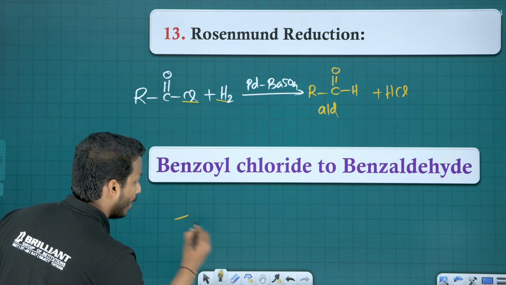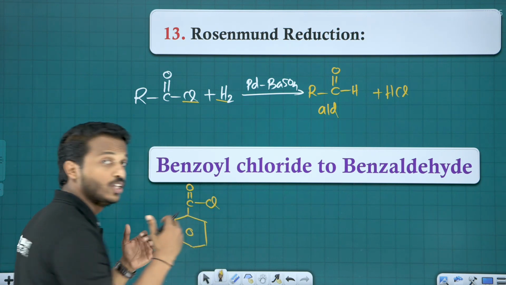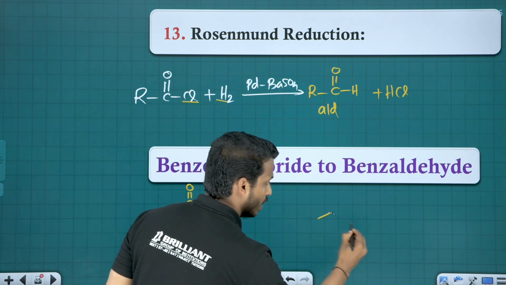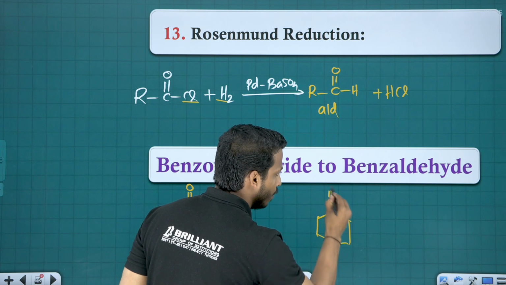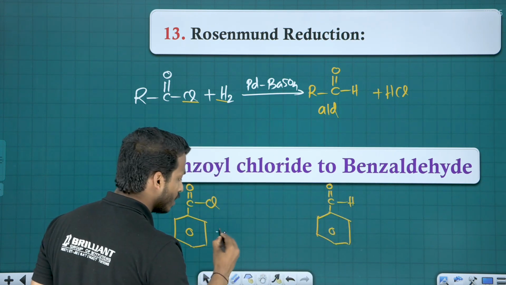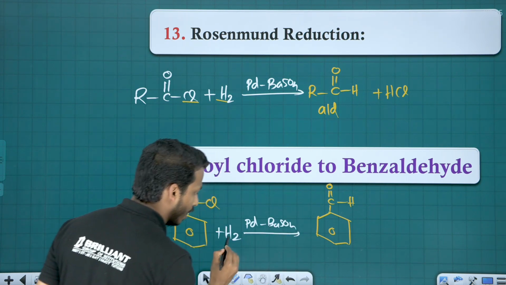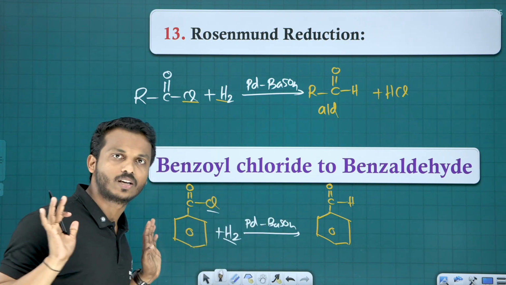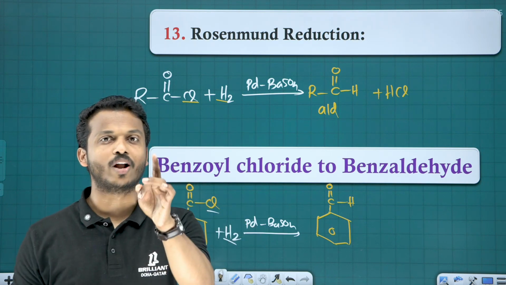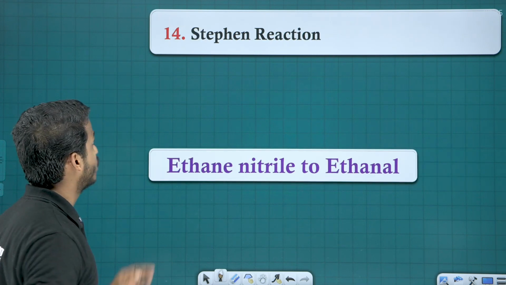Question: how will you convert benzoyl chloride to benzaldehyde? What is benzoyl chloride? Benzene with COCl is called benzoyl chloride. It's an acid chloride. What is benzaldehyde? Benzene with CHO. Overall, what is the conversion here? The Cl you have to make it H. That's nothing but adding H2 in presence of palladium and barium sulfate. HCl goes out, and the remaining H comes. So acid chloride to aldehyde is called what? Rosenmund reduction. That's it.